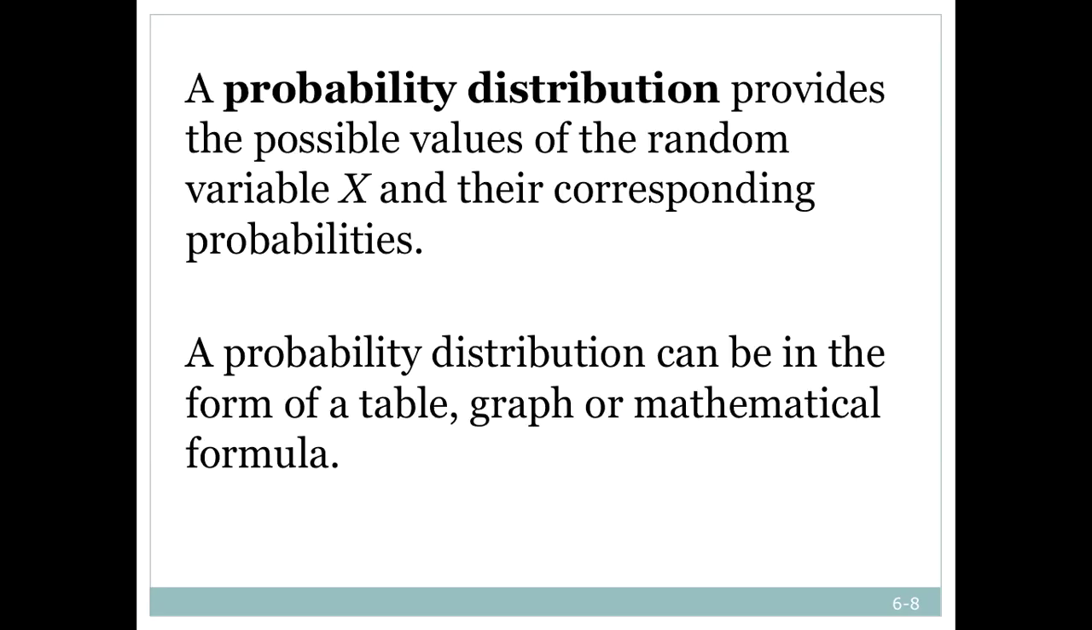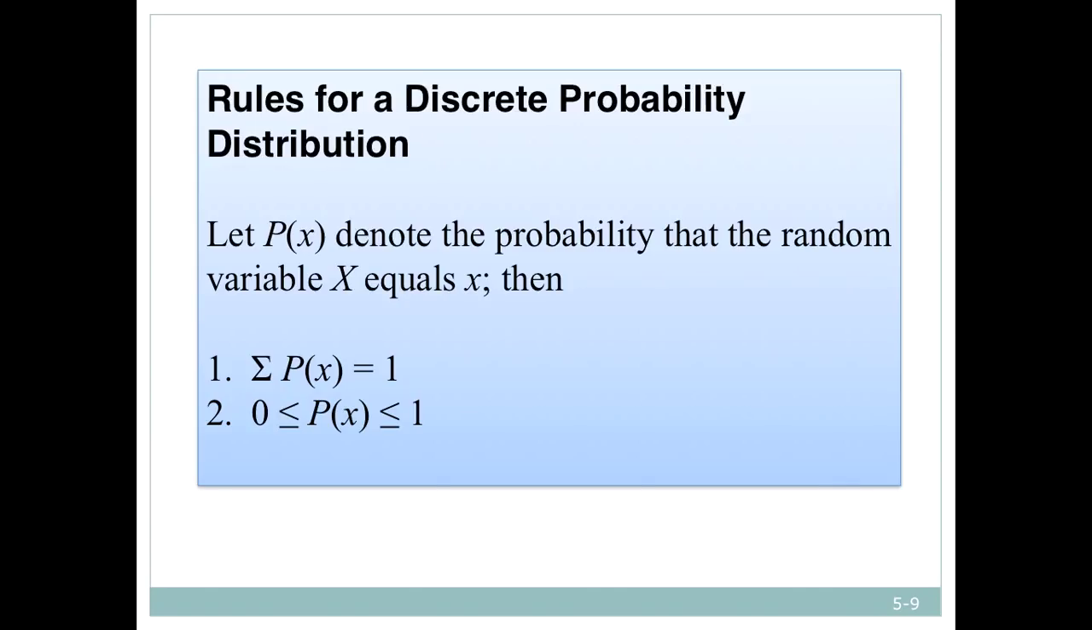Now, we've looked at probability distributions before, and really what they do is just provide possible values of a random variable x and corresponding probabilities. Now, probability distributions can look like any number of things. It can be a table, a graph, a formula. We're going to take a look at a couple of rules, and then we're going to look at some distributions and decide if they're probability distributions or not.